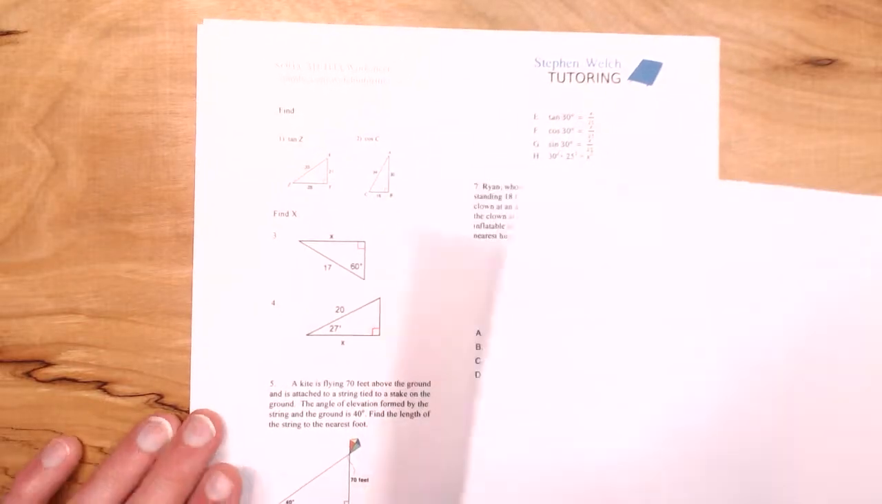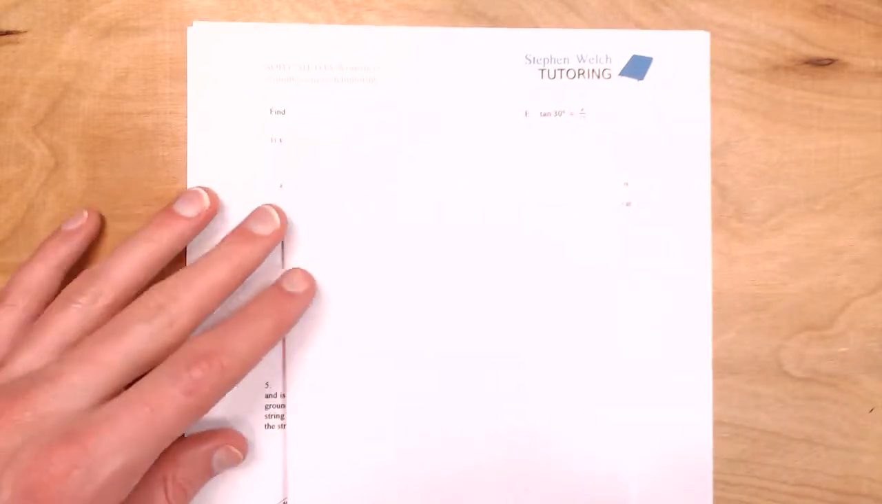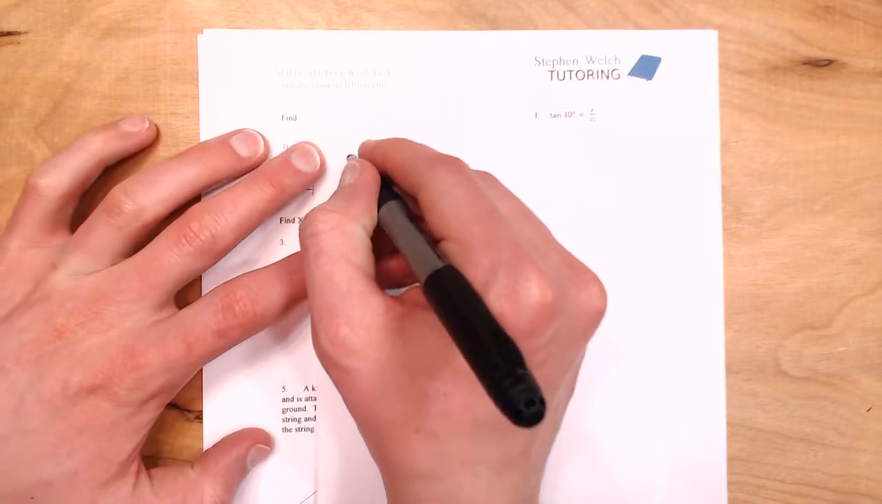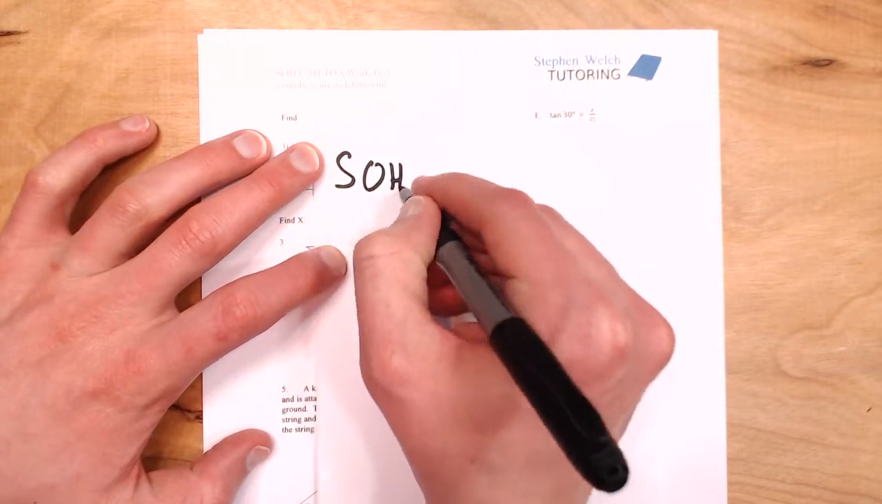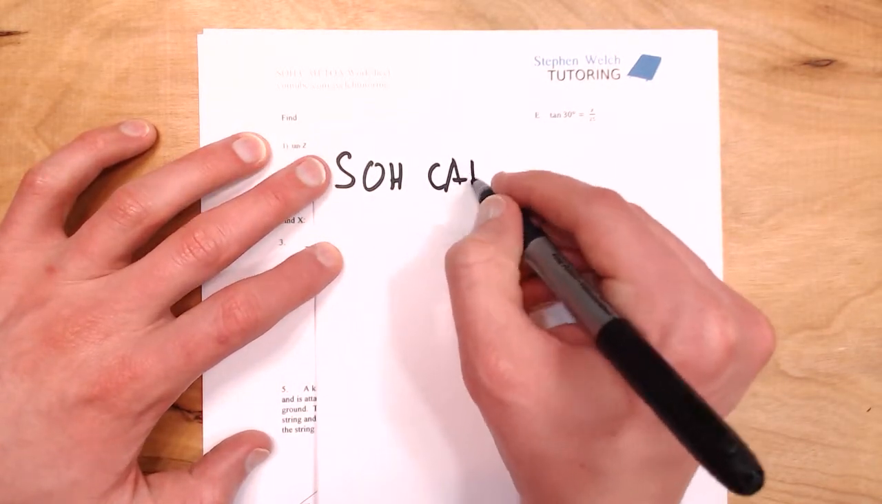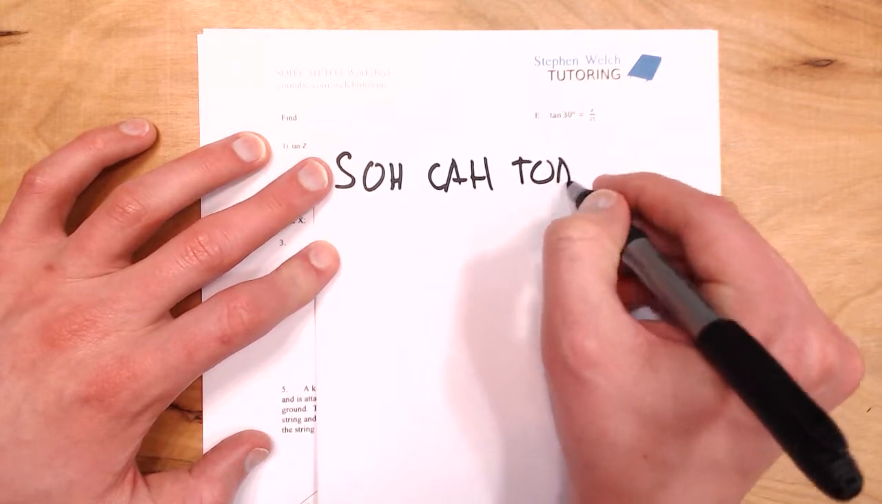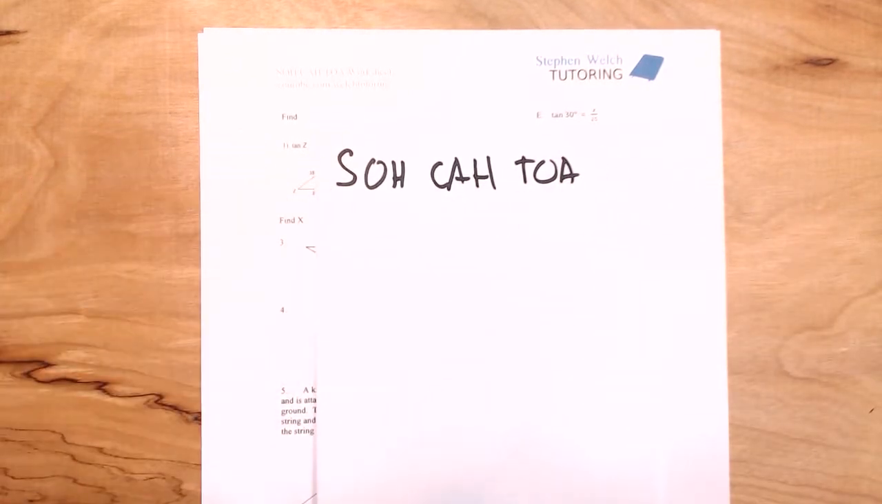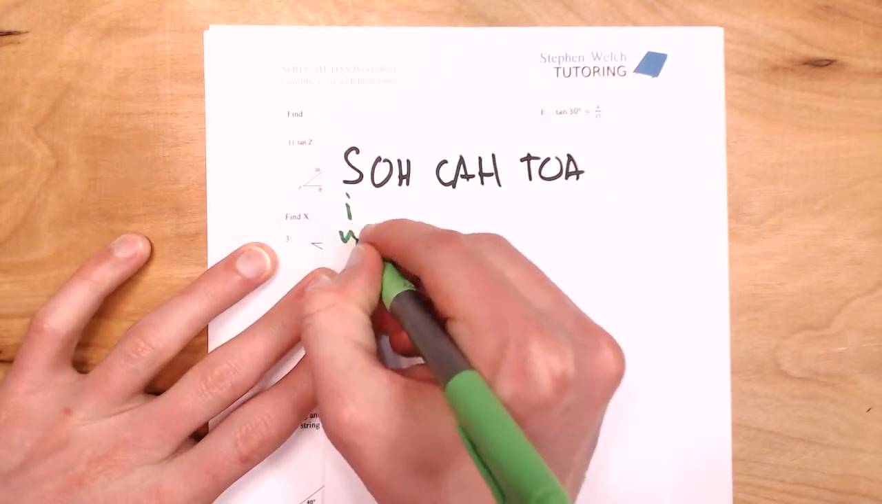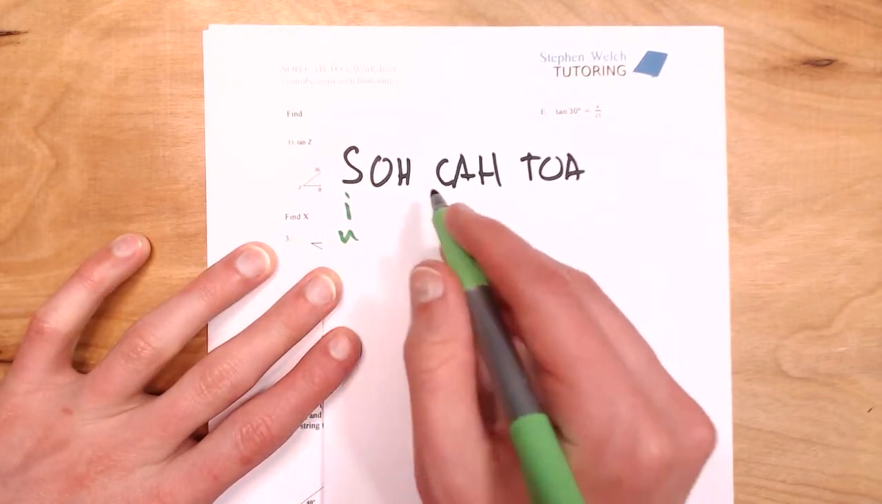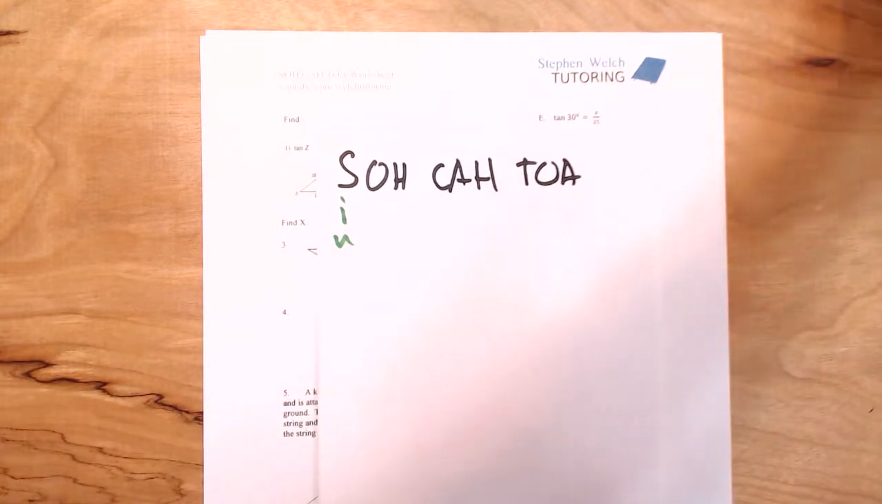Okay, this is the SOH CAH TOA worksheet, and as you learned at some point in high school math, SOH CAH TOA is an acronym that is going to help you figure out these right triangle problems. SOH CAH TOA stands for sine, this is opposite over hypotenuse, and I'll go over that in more detail. Actually, let me pull this out here.